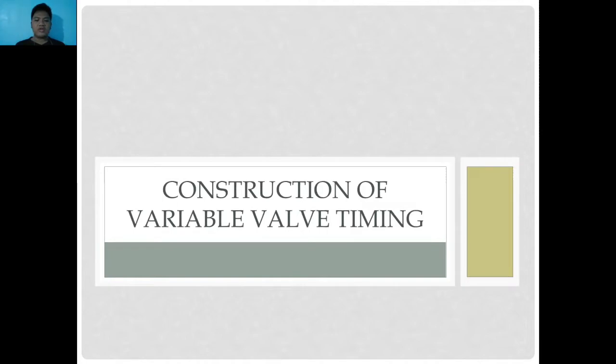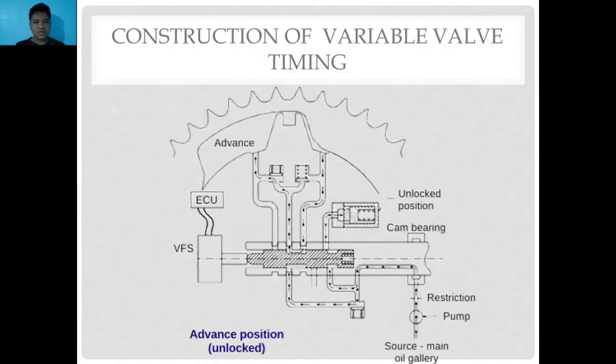Construction of a variable valve timing. So in here you can see the pretty basic construction that I have found on the internet. In later slides and videos that I will present to you, you will see how this works, but this is the part where oil is flowing. So this gear is connected to the timing belt and this one is connected to the camshaft.